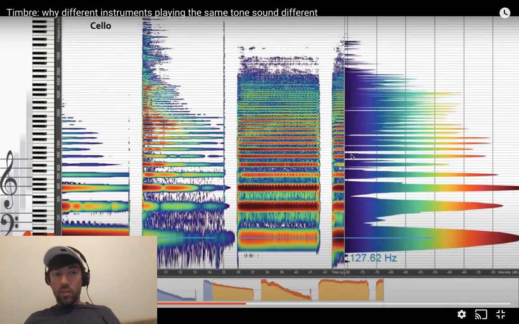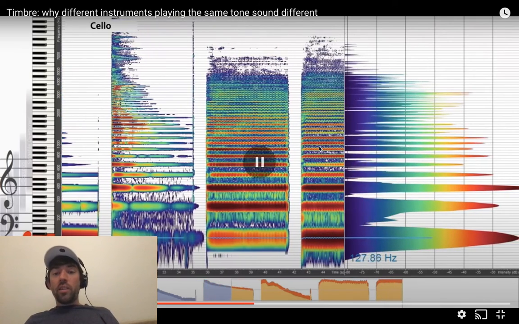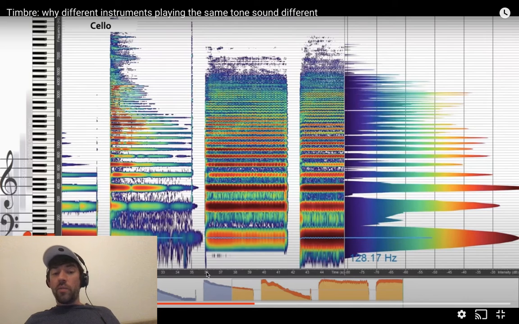That's really interesting because viola and cello are very similar. You might not be able to tell the difference between them if it didn't say which was which. So let's listen to that again. Pay very close attention to the difference in which frequencies are more prominent for viola versus for cello.